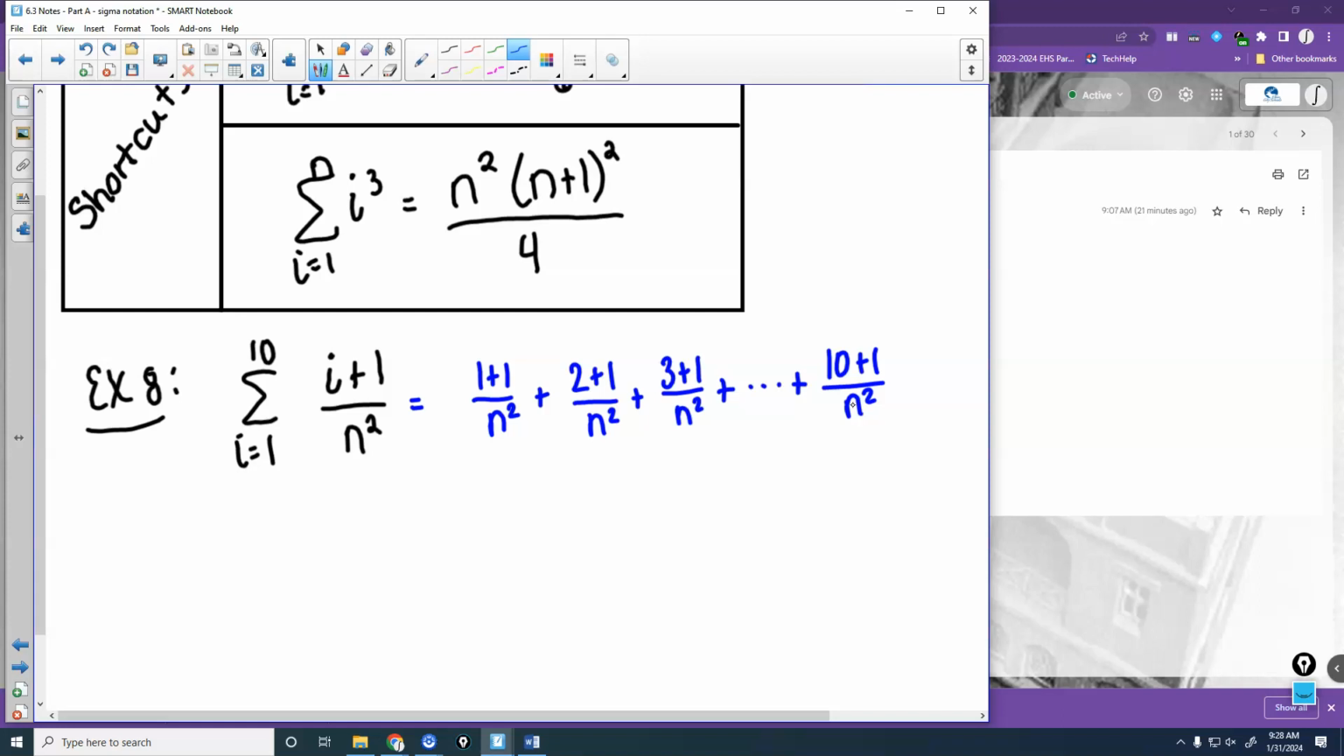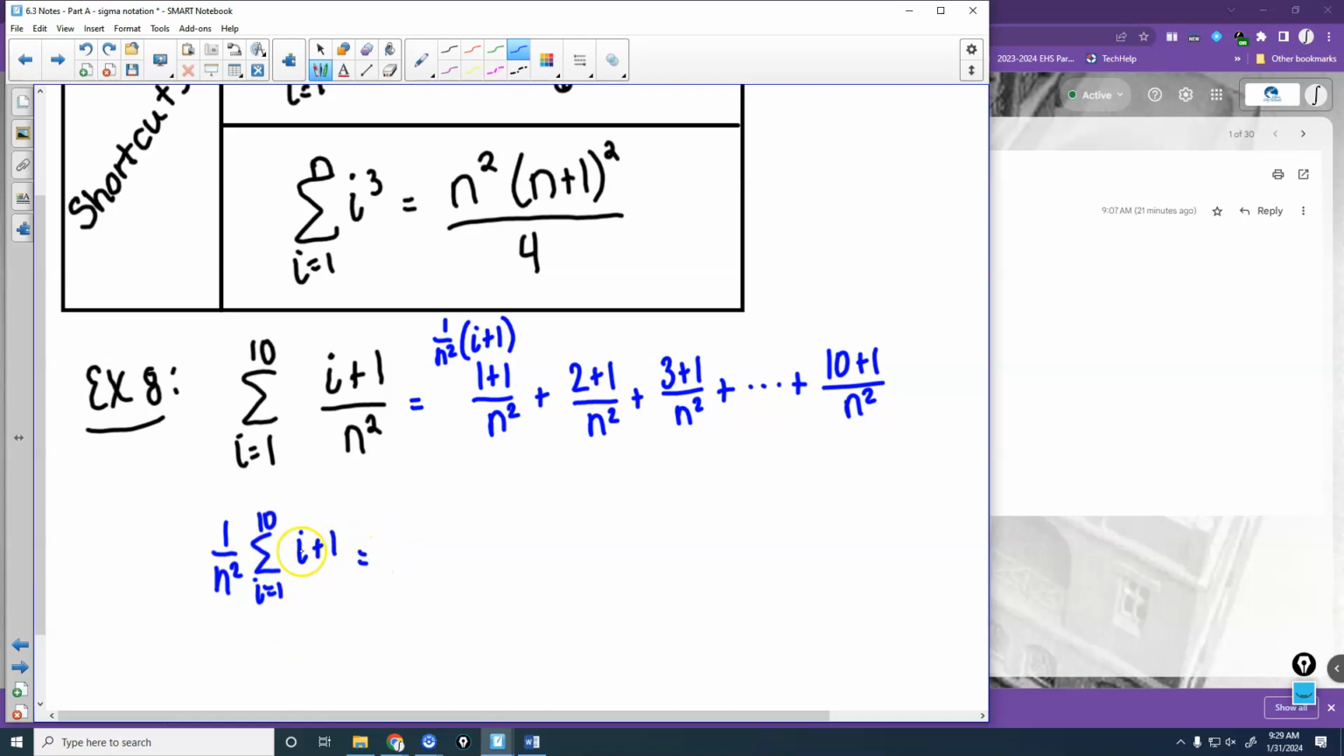Okay. First of all, anything that is like a scalar multiple that doesn't have the index variable, right? So our index variable in this case is I. That's the number that's changing each time. So that n squared is not changing. It can be pulled out because it's not changing for this. So we can think about this. This is the same as having 1 over n squared times I plus 1, like that. We can just pull that 1 over n squared out front. So we'd have 1 over n squared, the sum from 1 to 10 of I plus 1.